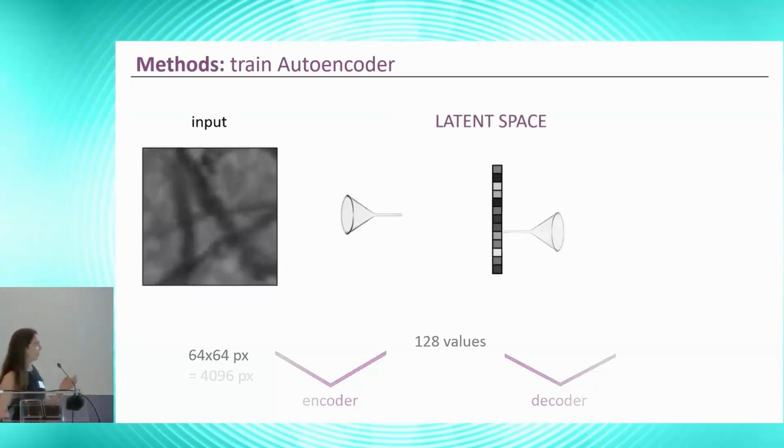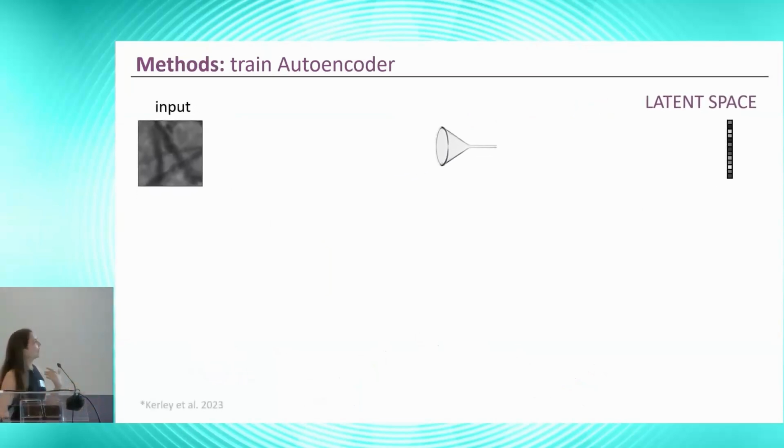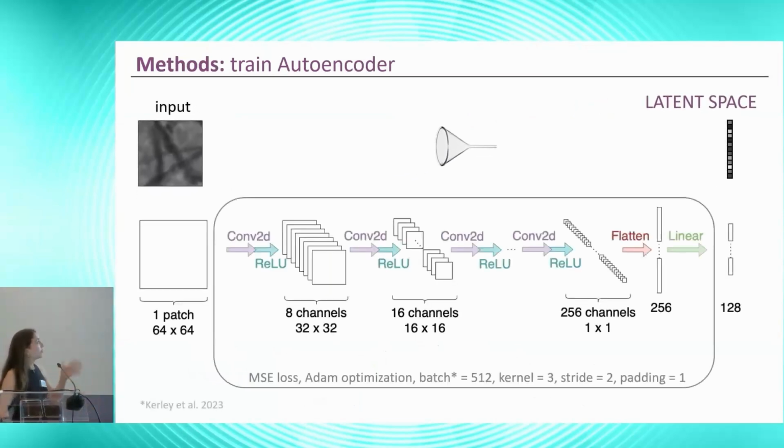Okay, but how do we extract? The funnel is not a funnel. It's filters, like several filters in each layer that allow us to extract these features. And in the last step, we have a dense layer to reach the 128 dimensionality that we are asking for. I think there is not really much more: MSE loss, Adam optimization, and 512 batch size to train.